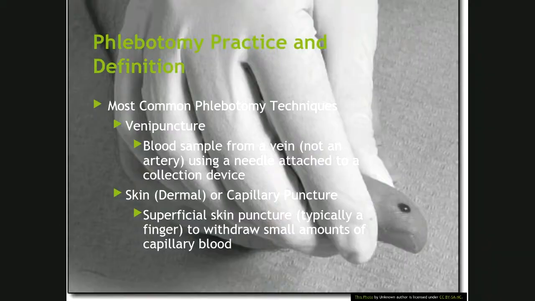The most common phlebotomy technique is a venipuncture. This is a blood sample from a vein, not an artery, using a needle attached to a collection device. There's also the skin or dermal and capillary puncture. This is a superficial skin puncture, typically a finger, to withdraw small amounts of capillary blood, as shown in the image here. This is ideal for patients that are harder to obtain blood from or infants younger than the age of 1.